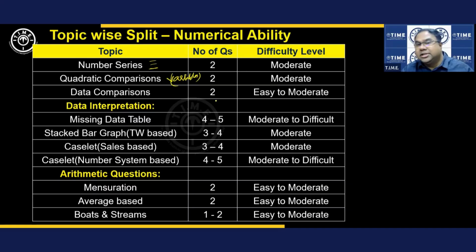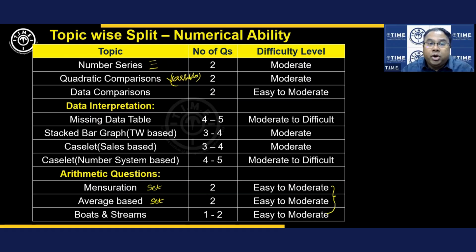Then data comparisons, we have 2 questions, easy to moderate level. Then I'll come back to DI. Look at the arithmetic questions. We have mensuration based questions. This is set based questions, 2 questions of set, 1 set, easy to moderate. Average based questions, it is also set based, easy to moderate. Boats and streams, we have 1 to 2 questions. Individual questions or questions from your arithmetic topics can be classified as easy to moderate.